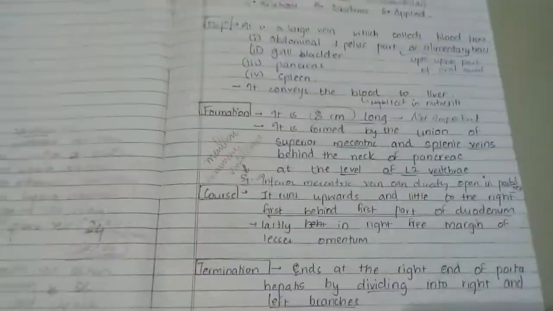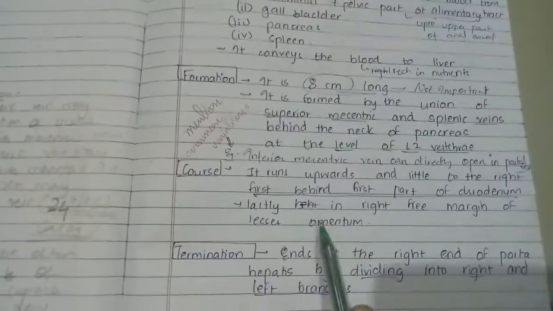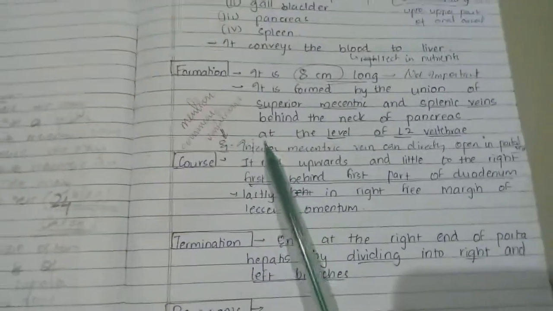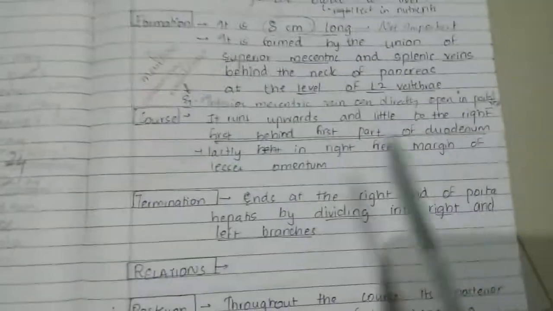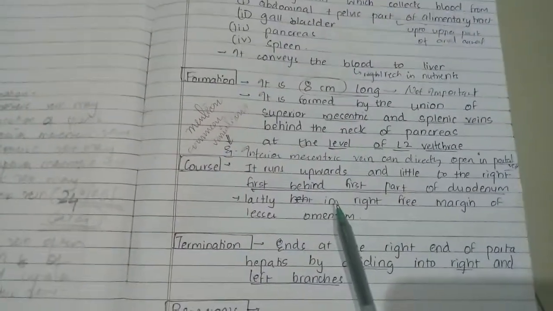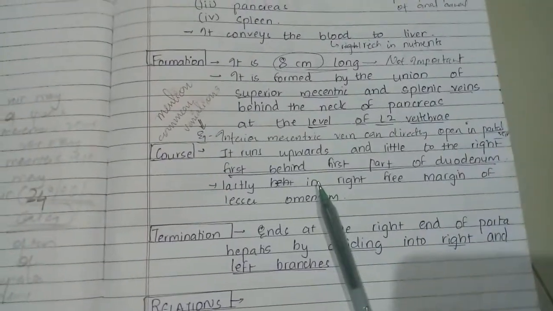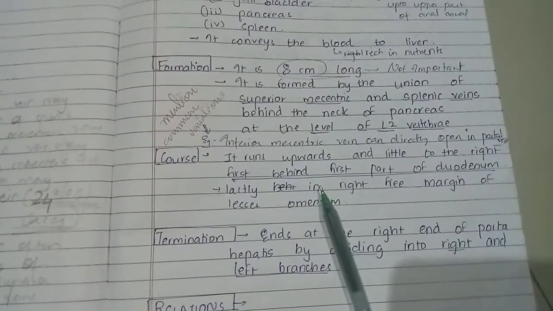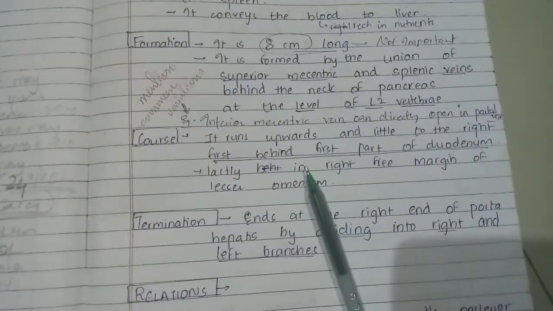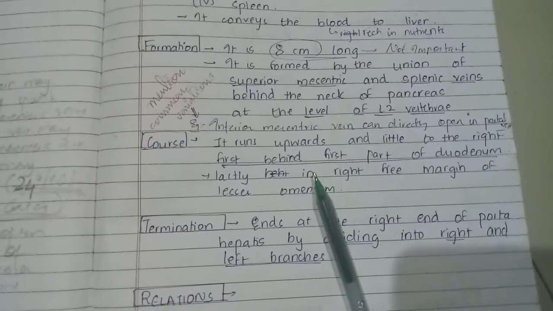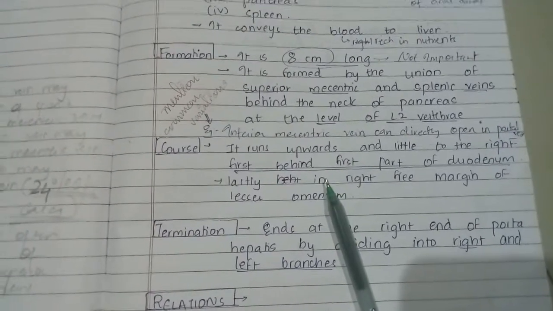Okay, and the level you have to remember, L2, level of L2 vertebrae. Now one more thing here is there are common variations. I'll show you them afterwards, that it's not always necessary that the formation and the tributaries are always the same. It varies from person to person, but we'll be studying the most common tributaries and most common formation.